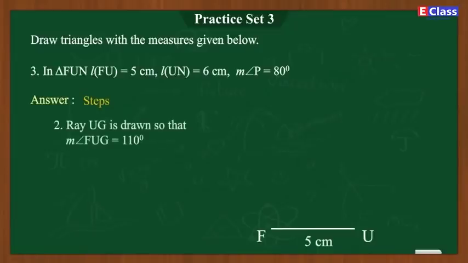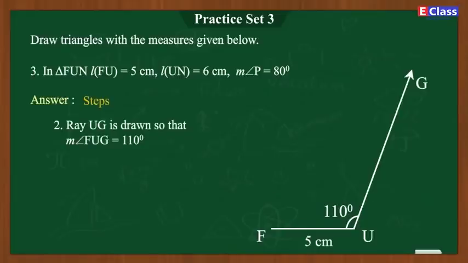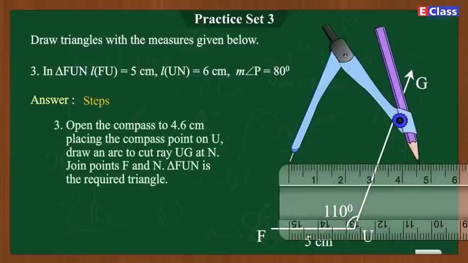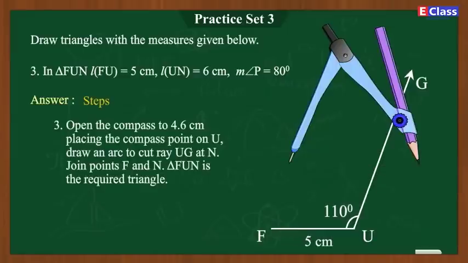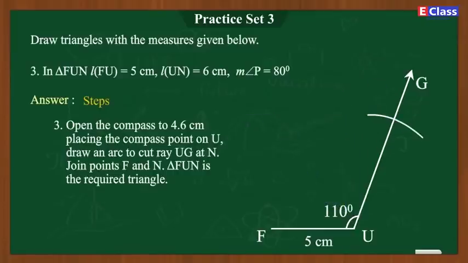2. Ray UG is drawn so that measure of angle FUG is equal to 110 degrees. 3. Open the compass to 4.6 centimeters, placing the compass point on U. Draw an arc to cut ray UG at N. Join points F and N. Triangle FUN is the required triangle.